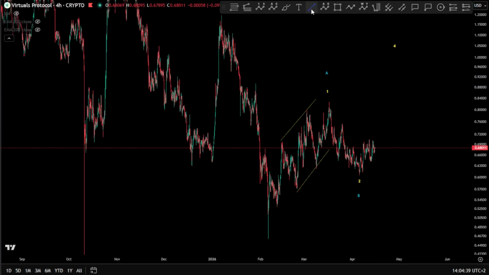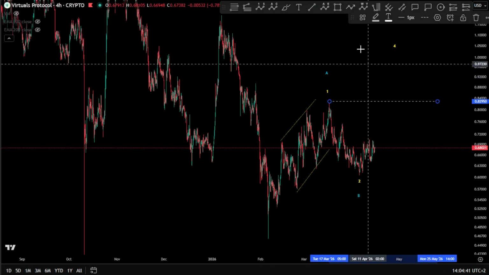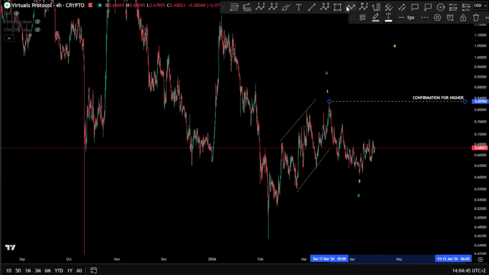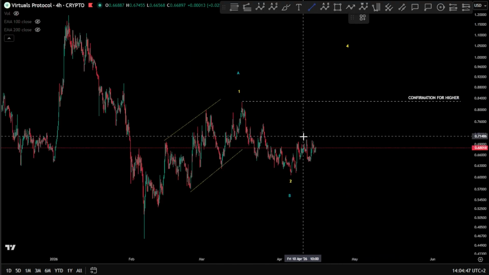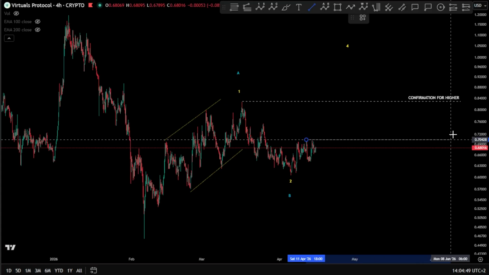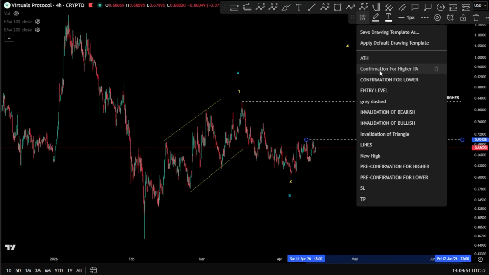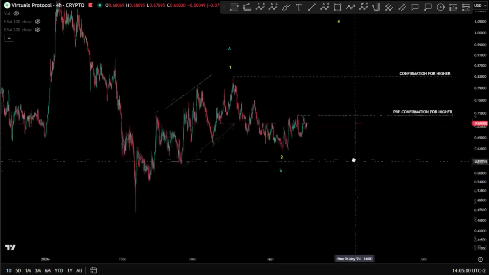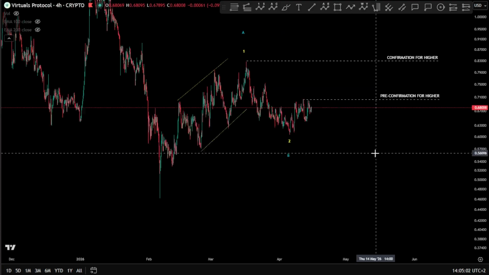I would say confirmation for higher is simply taking this level there. So this is a confirmation for higher. Even if you want a pre-confirmation on the micro level, this is your pre-confirmation for higher here. Okay, so we'll see how this is going to be.